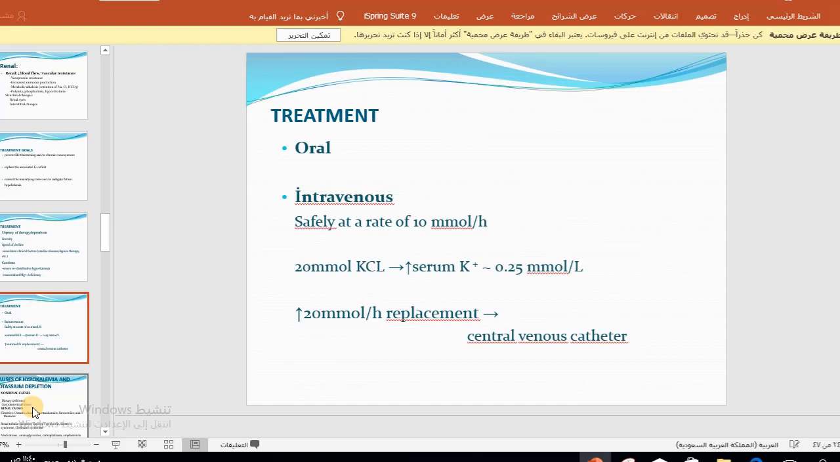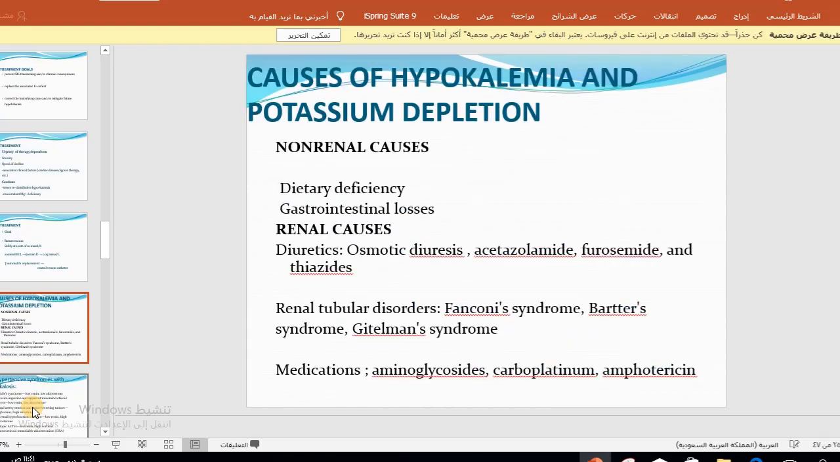The treatment of hypokalemia is by potassium supplements, which can be oral or IV. Intravenous is safe at a rate of 10 millimoles per hour; 20 millimoles of KCl increases potassium about 0.25 millimoles per liter. More than 20 millimoles per hour replacement needs a central line. In 1 liter of normal saline, you cannot give more than 20, and in 500 milliliters of normal saline, you cannot give more than 20. You cannot give more than 20 in a peripheral line, and you cannot give more than 20 in 2 hours. If you need a higher dose of potassium, more than 20 per hour and more than 20 per 500 cc, you have to use a central line.